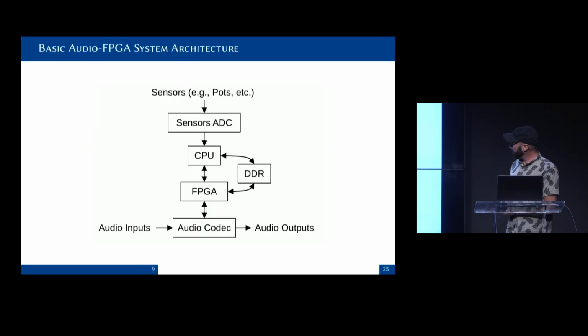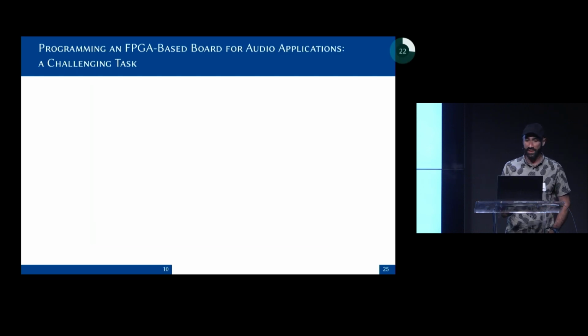Usually when you deal with FPGA systems, this is the architecture you're going to have for audio-based systems. On an FPGA, you always have a CPU as well, and they communicate. They share DDR, which is usually outside of the FPGA. So there is always a sort of loop between those three elements. You want to do some computation on the CPU, but anything that needs very low latency or super high performance, you usually want to run on the FPGA. Then you can control the system using sensors or a GUI, which usually goes through the CPU, and you have an audio codec for retrieving audio inputs and producing audio outputs. So this is the basic architecture of how most of these products work.